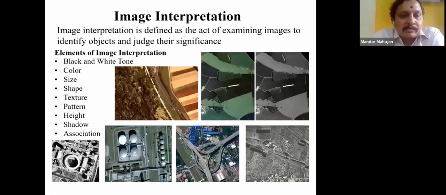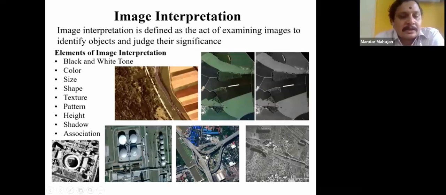So there's a black and white tone. Then there are many color combinations that are possible. Then the size, small or large. Then the shape, rectangular, circular. So what we can see here is the circular one. Then this is the linear one.